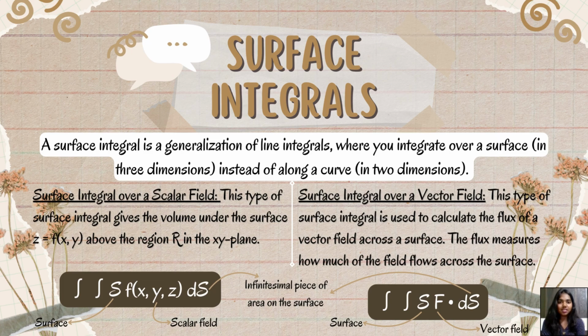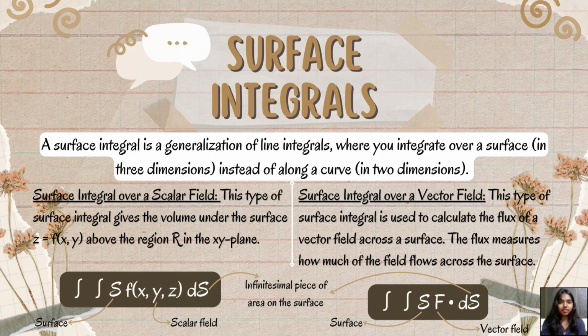over the surface S. On the other hand, a surface integral over a vector field is a type of integral used to calculate the flux of a vector field across a surface. The flux measures how much the field flows across the surface. In the formula of the surface integral over a vector field, S is the surface over which you are integrating, whereas F is the vector field. ds is a vector whose magnitude is the area of an infinitesimal piece of the surface S and whose direction is the outward pointing normal, and dot denotes the dot product.